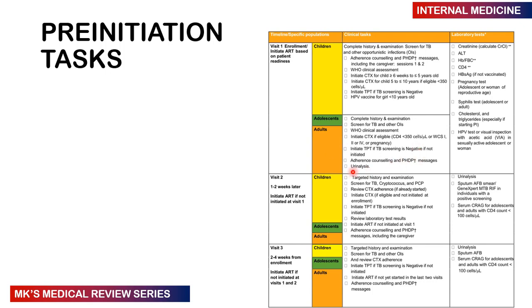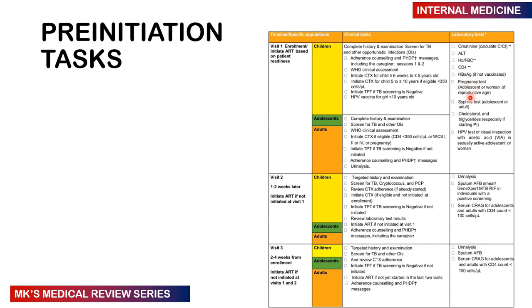Perform a urinalysis as well. Some lab tests that you should order are creatinine, so that you can calculate the creatinine clearance, ALT, hemoglobin or full blood count, and CD4 testing. Then, of course, a hepatitis profile, especially hepatitis B if they are not vaccinated. Then, of course, a pregnancy test. All women of childbearing age are considered pregnant until proven otherwise. So you who are watching the video are pregnant until you're proven otherwise.